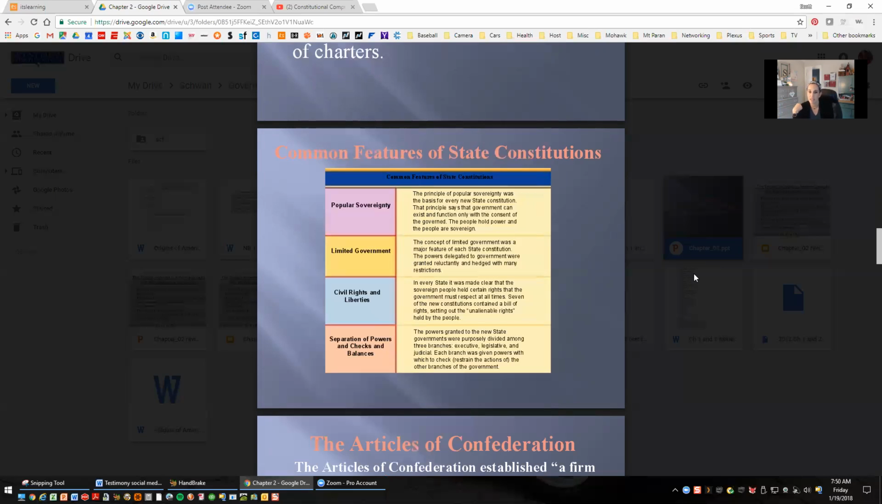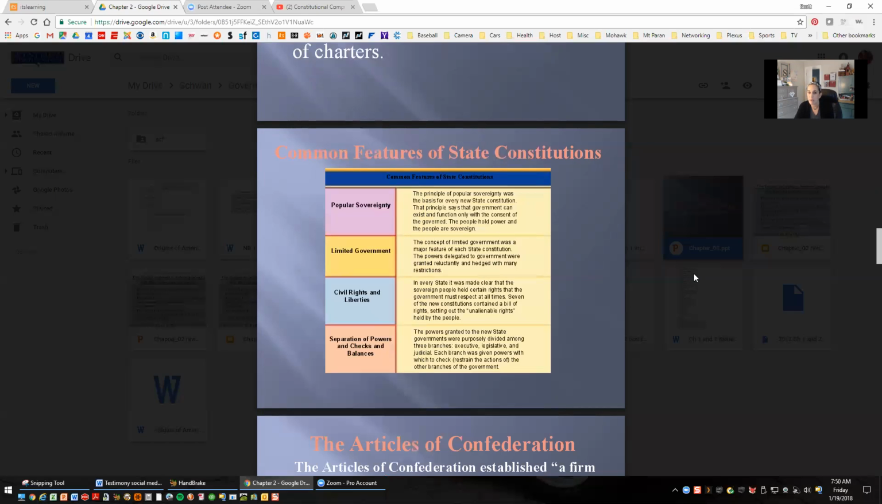Civil rights and liberties. And this always kind of gives me pause: what does that exactly mean in the colonial time? Because here's the deal. It was basically white men, okay? And aside from that, women, African Americans, Native Americans did not have civil rights and civil liberties. So that's a very loosely used phrase during the colonial era.